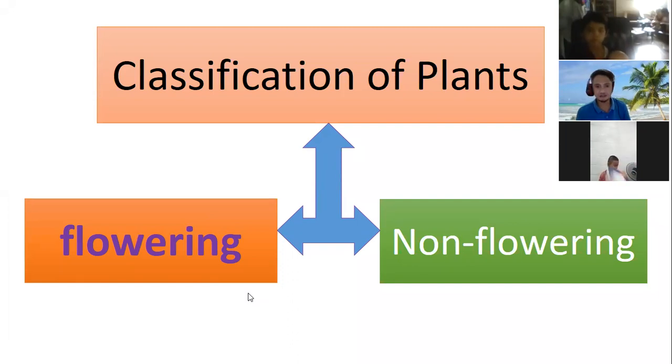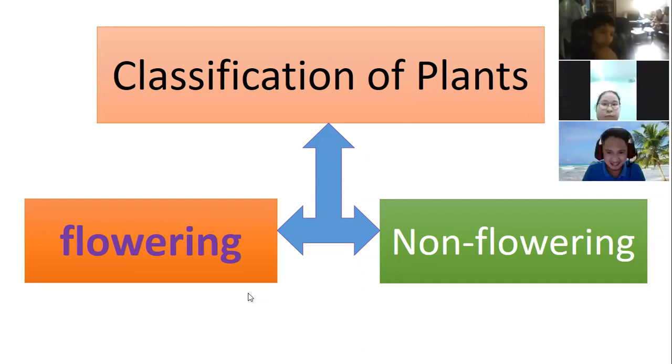So classification of plants could be flowering plant and non-flowering plant. So we have two kinds of plants, right? The same with animals, invertebrates and vertebrates. But the plants, flowering and non-flowering plant. A plant that can give flower and a plant that cannot give flower, no flowers at all. Understand?